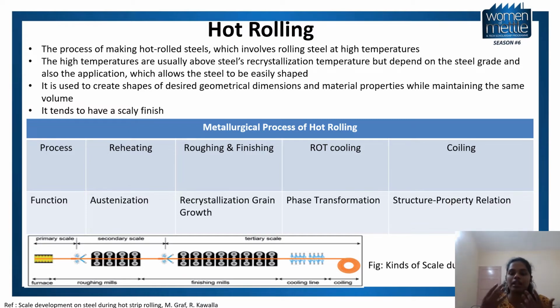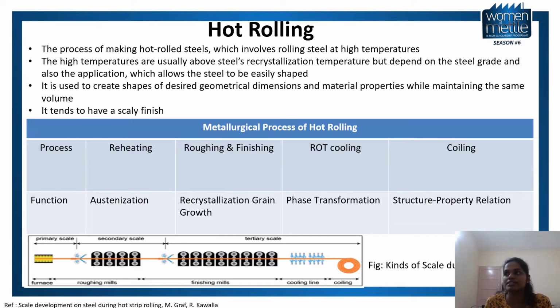The purpose is to allow the steel to be easily shaped, and to create shapes of desired geometrical dimensions and the material property that we require, but keeping the width constant. It tends to have a scaly finish.